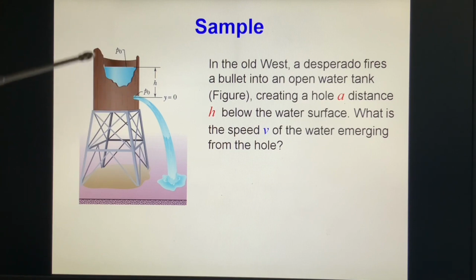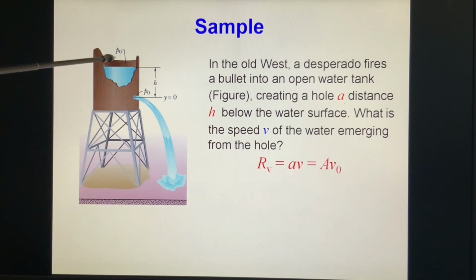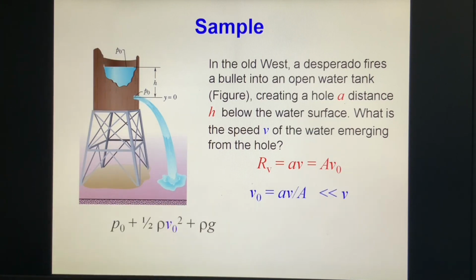Now, we use the Bernoulli equation. We see Av equals A v0. And then we know v0 should be much, much smaller than v. And then we use the Bernoulli equation.